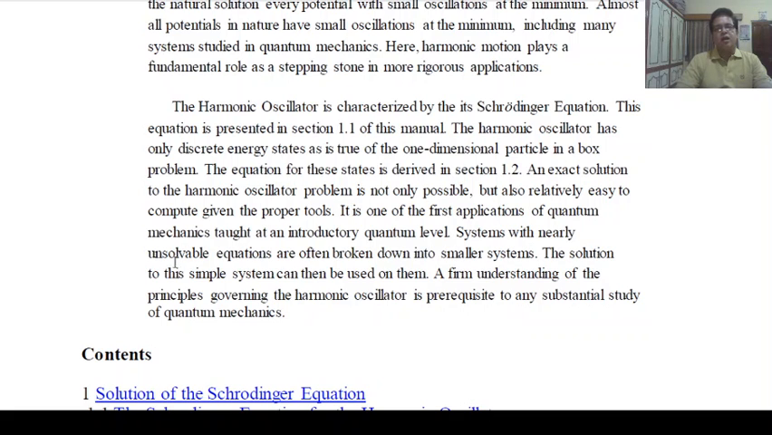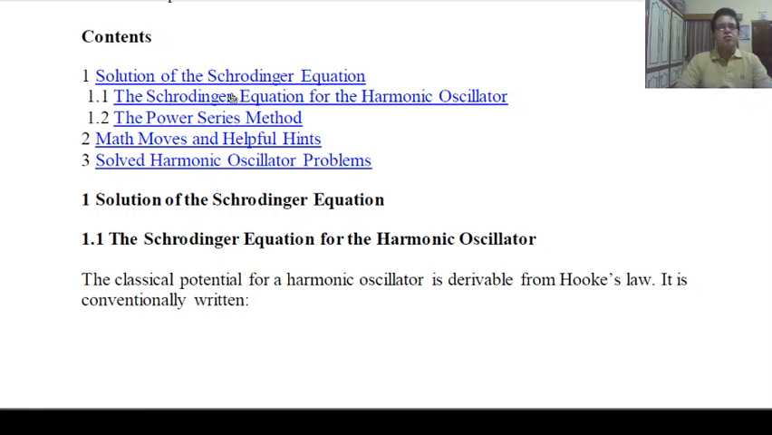Systems with nearly unsolvable equations are often broken down into smaller systems. The solution to this simple system can then be used on them. A firm understanding of the principles governing the harmonic oscillator is a prerequisite to any substantial study of quantum mechanics. These are the contents: solution of the Schrodinger equation, the Schrodinger equation of the harmonic oscillator, the power series method, math moves and helpful hints, and solved harmonic oscillator problems.